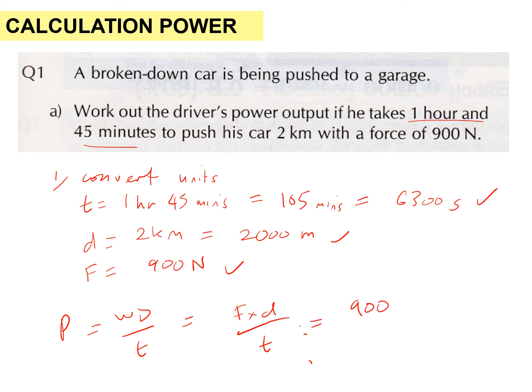So it's 900 times 2,000 on the top divided by 6,300. So let's work that out. 900 times 2,000 divided by 6,300. And the answer is 28. Well, I'm going to round it up to 28.6 watts. Okay, so that means every second he has to produce 28.6 joules. And if he does that for 1 hour and 45 minutes, he will successfully push the car to the garage. So he's got a lot of work to do.